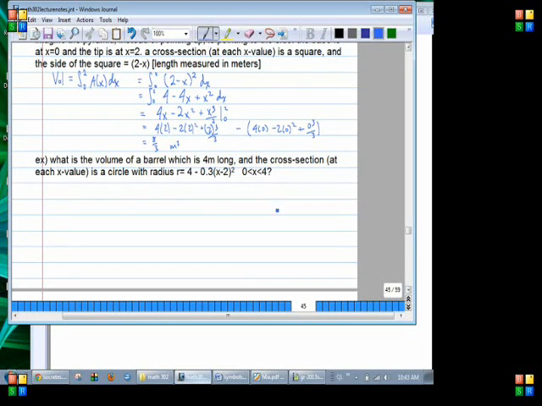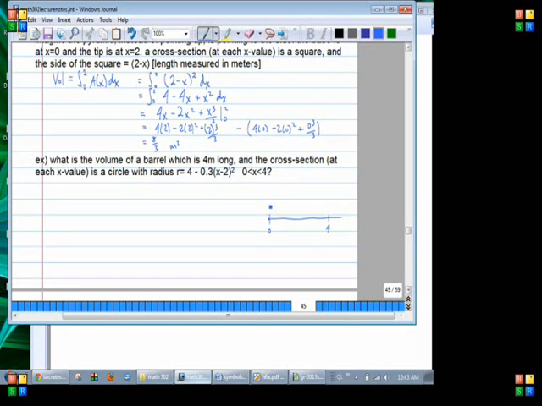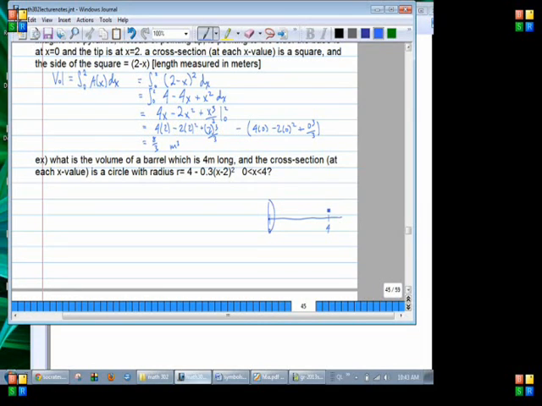So here's 0 and here's 4. What's happening here is you've got this and this, and then if you were to work it out, it looks something like this. When I say it's a barrel, I literally mean it's the barrel that we all know and love. If you were to graph it, you get something like that.